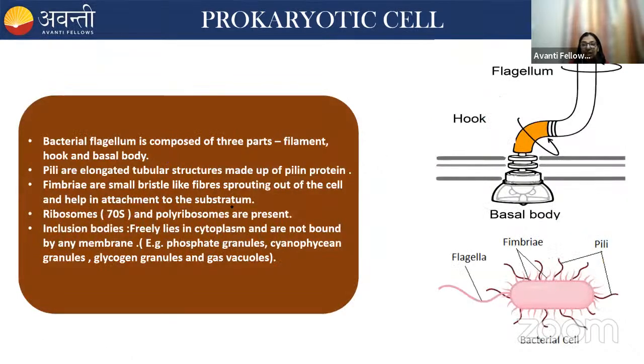Prokaryotes have a motile organ which is known as flagella, which provides motility to the cell. The flagellum is composed of three parts: the filament, the hook, and the basal body. The basal body is embedded in the cell wall or the cell membrane.